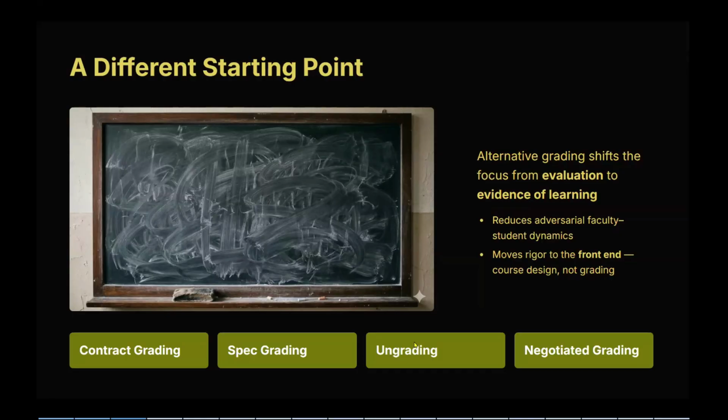And they try to shift the focus back from evaluation with that grade to figuring out how students can provide us with evidence of their learning. And so it sounds like a small shift, and it is kind of a small shift that then takes us in a very different direction, right? But making that shift can have some pretty substantial effects, right? It can reduce what can often become an adversarial dynamic between faculty and students, right?